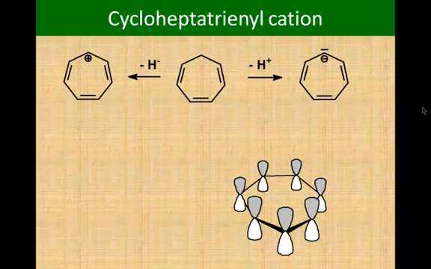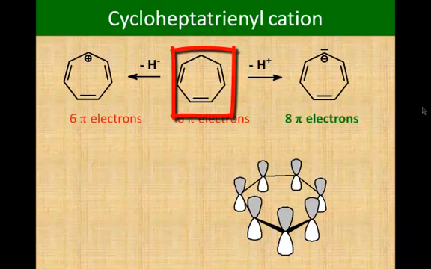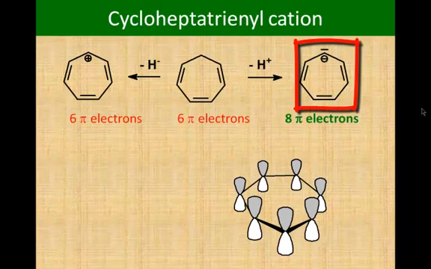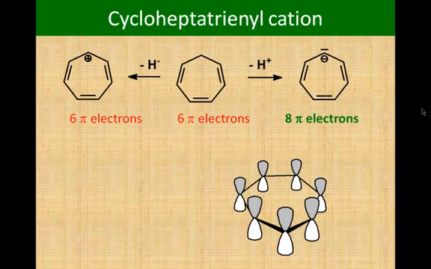What about cycloheptatriene? Cycloheptatriene has 6 pi electrons. The cycloheptatrienyl cation also has 6 pi electrons. But the cycloheptatrienyl anion has 8. So already we can say that the cycloheptatrienyl anion is not going to be aromatic. It has the wrong number of pi electrons.